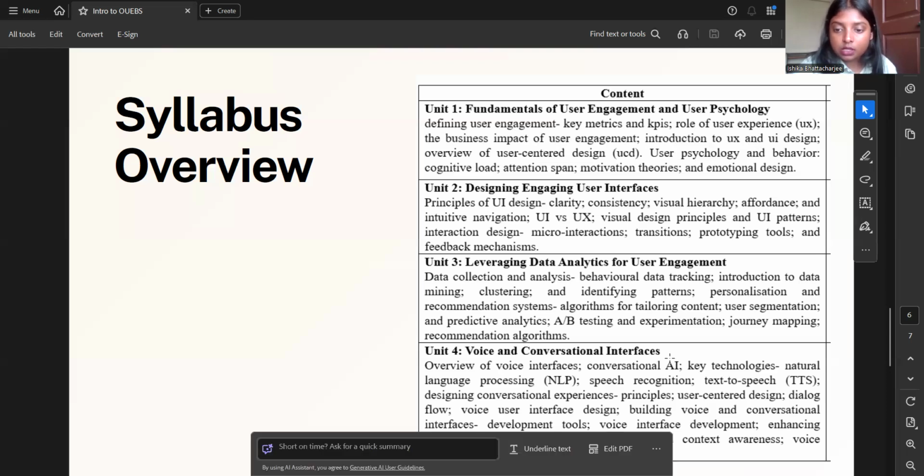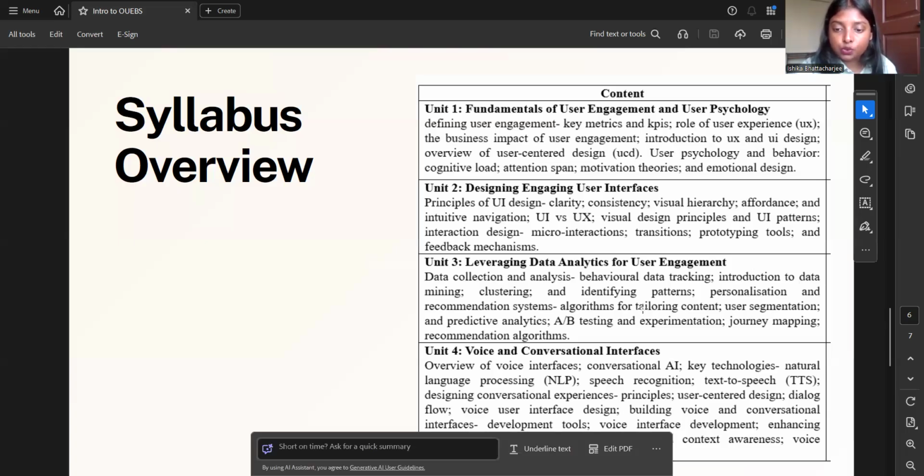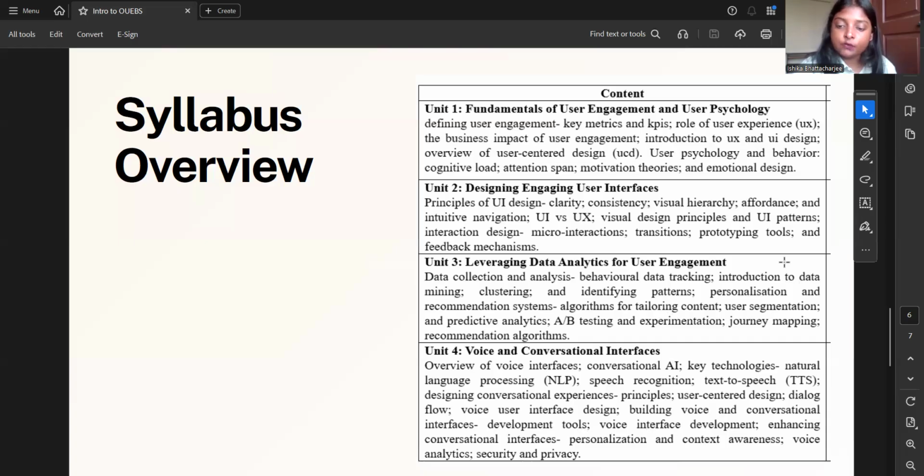Next, we are going to learn about building voice and conversational interfaces. We are actually going to build a small project based on conversational interfaces. So we are going to learn about some development tools here also. There is voice interface development, enhancing conversational interfaces, personalization and context awareness, voice analytics, and most importantly, security and privacy in all of this. So this unit helps you understand how modern AI interacts with people in natural, human-like ways. So it's like talking to a human, but actually it's a machine.